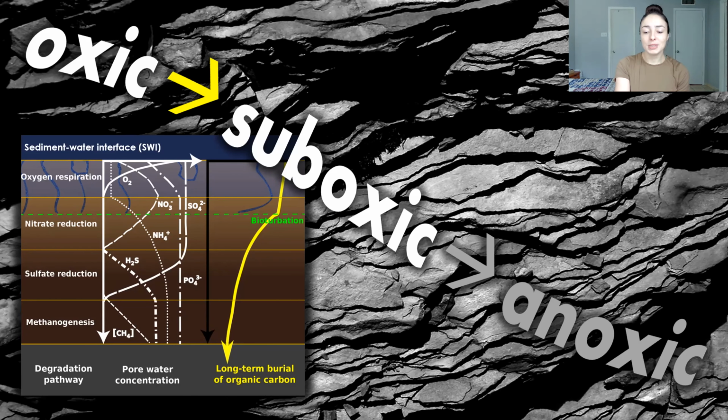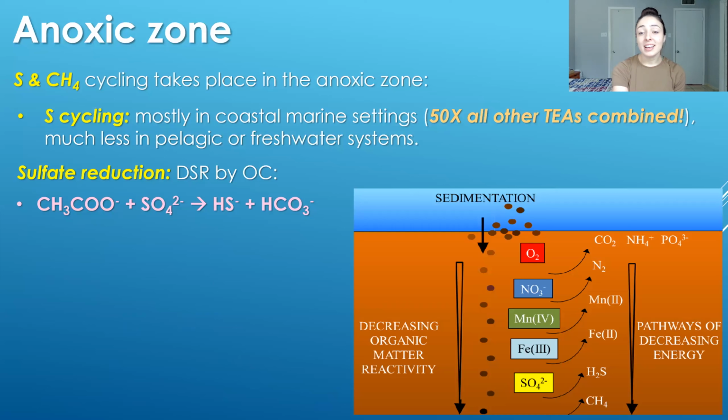But now, moving from the suboxic to the anoxic zone in these sediments, let's get into the sulfur cycling zone, or sulfate reduction zone, which, as we just mentioned, lies below the iron cycling or ferruginous zone.